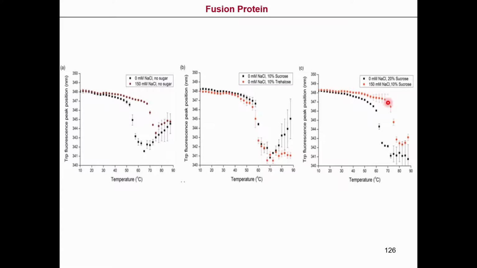And so in this case, we see that the best condition to store these fusion proteins will be 150 millimolar of sodium chloride in the presence of 10% sucrose, because you will have an aggregation temperature around 75 degrees. Okay.